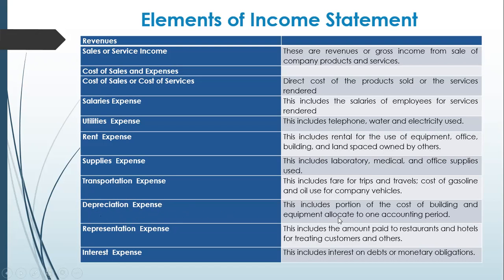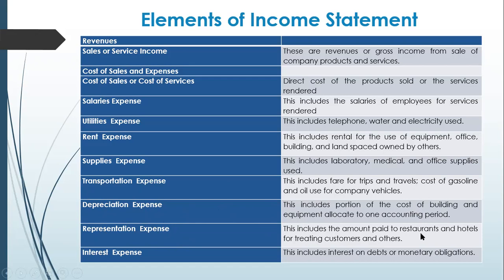So, saan nga daw siya? Nababawas sa building, cost of building, and yung mga equipment. Diba yung office equipment? So, yun, depreciation expense. So, may nag-a-appear dyan. Next is representation expense.